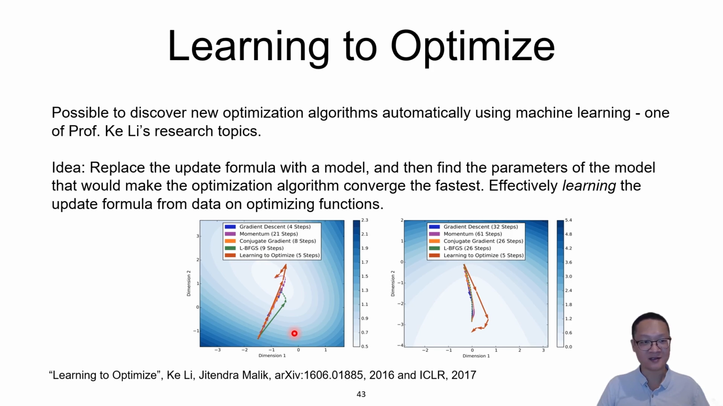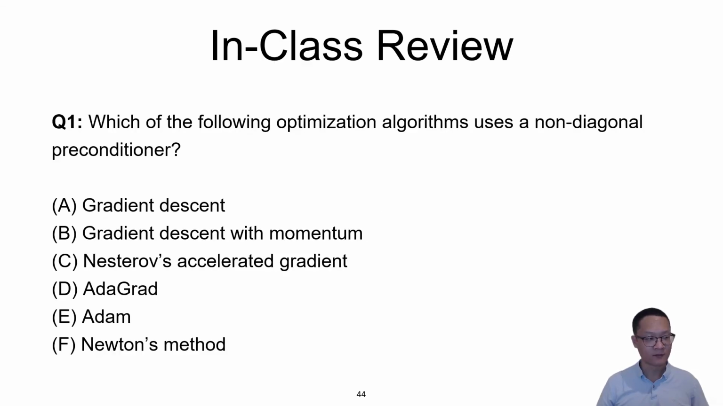Okay, so I think this is a good place to stop. Before we end today, let's do a bit of review since we covered quite a bit. Which of the following optimization algorithms uses a non-diagonal preconditioner? Why don't we take 2 minutes to think about this, and then before the end of the class, I'll go over the answers.